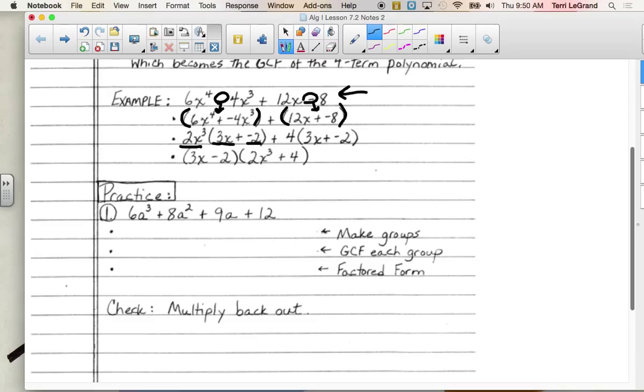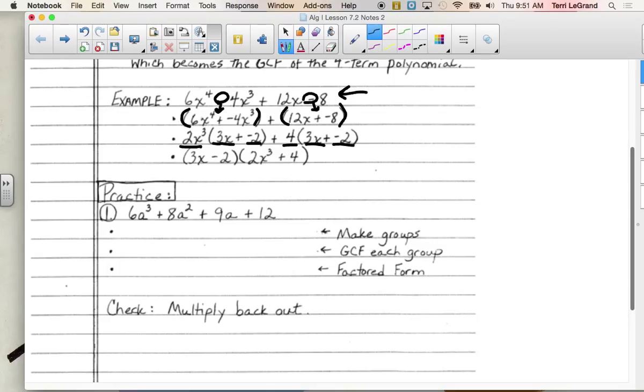So we move to the next group and we say, okay, we got a 12x and a negative 8. So we look at the number parts and say, what's the largest factor we can factor out of both 12 and 8? Is it 2? It's 4, isn't it? So 4, and then we look at them and we say there's an x in the first term, but there's not an x in the second term, so can we take any variable parts out? So our GCF doesn't have a variable part, it's just 4. Sometimes the GCF can just be a variable or it can just be a constant. And then we take each of these and divide. 12x divided by 4 is 3x. Negative 8 divided by 4 is negative 2.